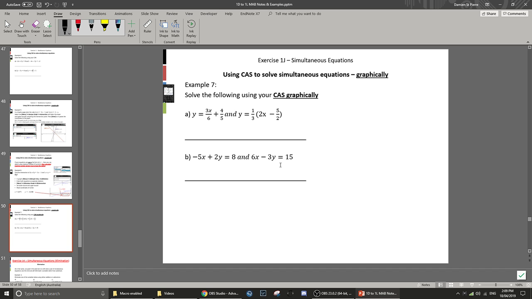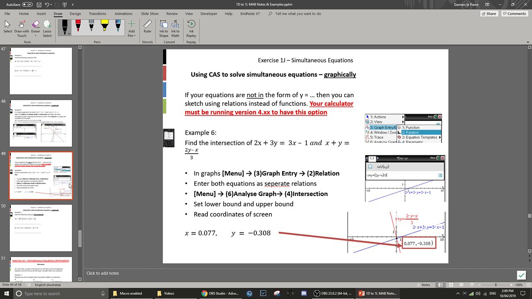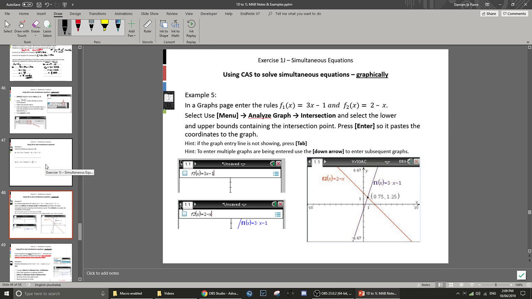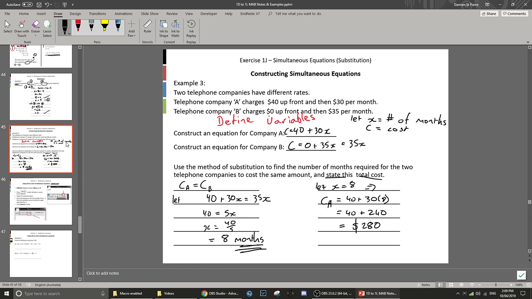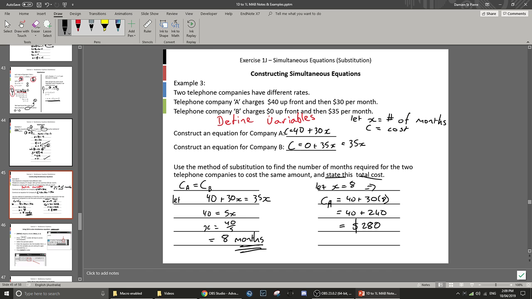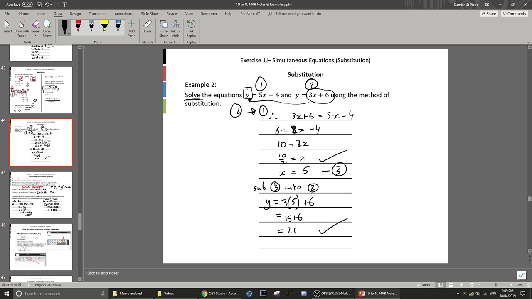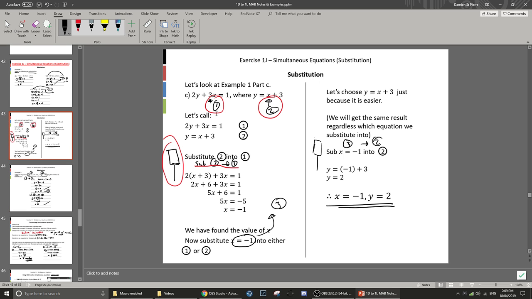And that's it for exercise 1J. So just a quick recap, exercise 1J is just solving simultaneous equations using substitution. And the big thing that may be new for you is that we just label and signpost what we're doing. We call our first equation, equation 1, second equation, equation 2, and then describe what we're doing. We're subbing 2 into 1. Okay, that's it.